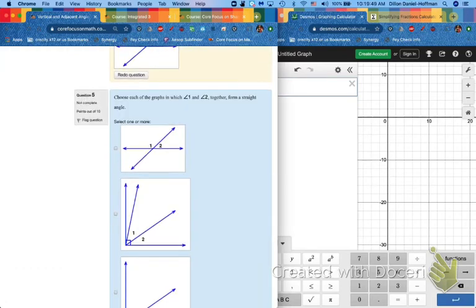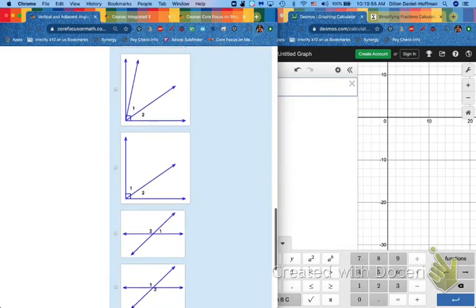Same thing for straight angle. So 1 and 2. And now they're not next to each other. I have to find 2 and 1. There they are.